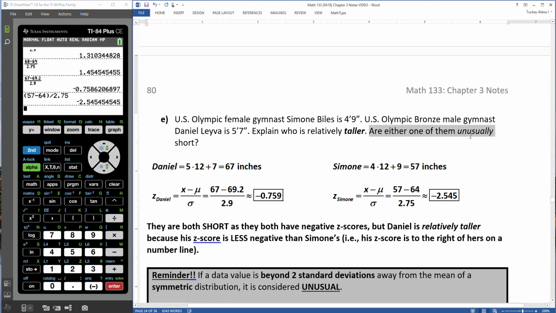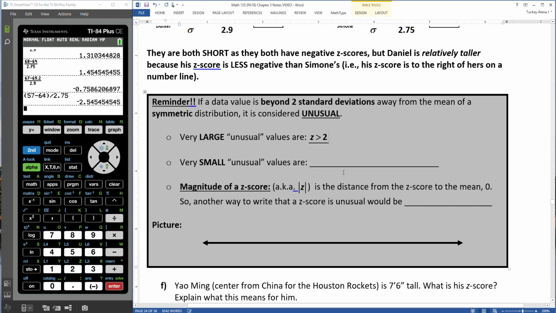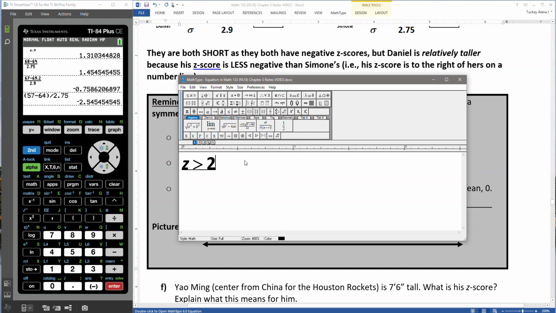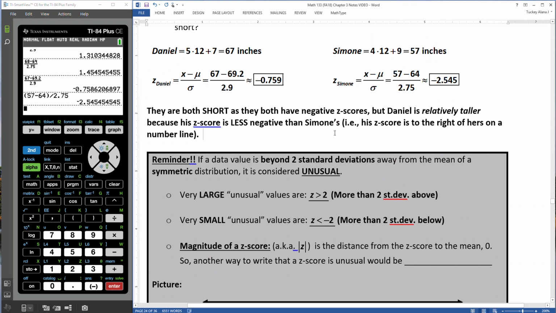And as for unusual, well, let's remind ourselves about what unusual looks like. Unusual would be being more than 2 standard deviations away. So if you have very large unusual values, that would mean that your z-score is greater than 2, right? Because that's more than 2 standard deviations above. If we remember that from back in section 3.2. Now, very small values would be z is less than negative 2, right? Because that's more than 2 standard deviations below. So if we look here, who's unusual? Simone is unusual. So Daniel is relatively taller, right there, but Simone is unusually short.